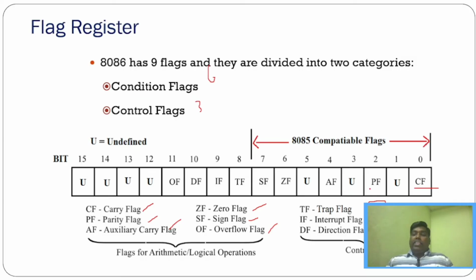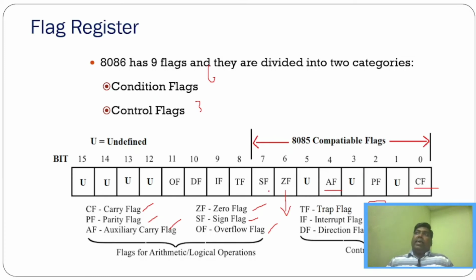And this parity flag, whenever there is an even parity of ones in the result, this flag will be enabled to indicate it is of even parity. And if it is odd parity, it is set to 0. Similarly, whenever there is a carry between the lower nibble and the higher nibble, the auxiliary carry flag will be enabled. And the zero flag is enabled whenever the result is 0.